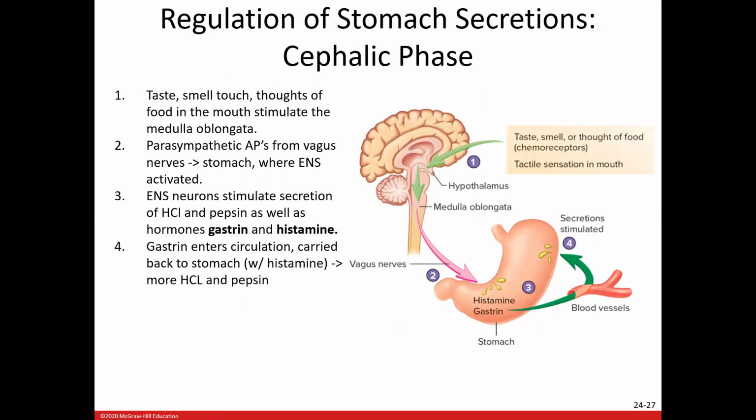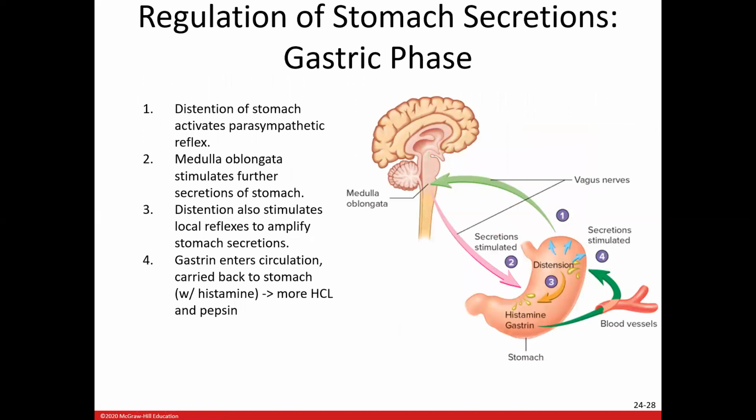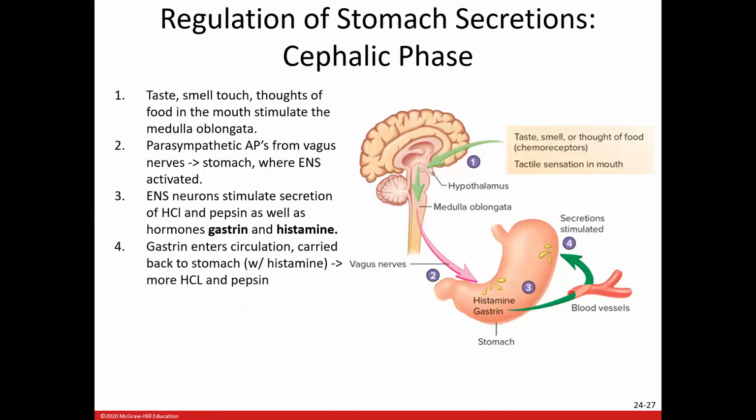So, in terms of the actual way that the stomach regulates its secretions, there are three phases. There's a cephalic phase, a gastric phase, and an intestinal phase. So to start with the cephalic phase, this is basically initiated by any sort of interaction with food that's not directly putting food into the stomach.